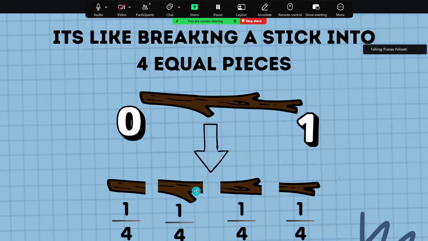Now, the second piece, individually, is also 1 out of the 4 pieces, and all 4 pieces together are 4 out of the 4 pieces. So that's how you guys can think of the number line when we go deeper into what's between the whole numbers, which are 0 and 1. So yeah.